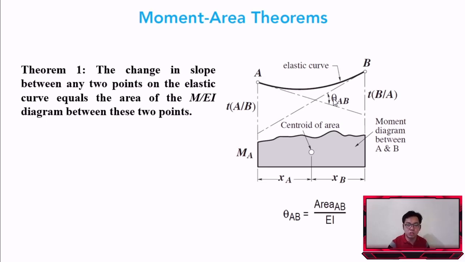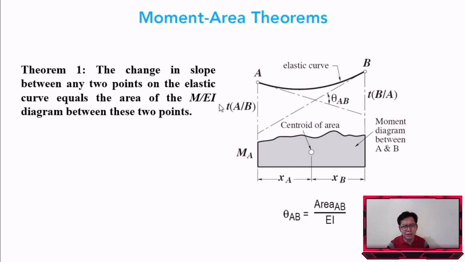This is actually the change in slope. So, ang value nito is simply equal to the area of the moment diagram. So, area of AB divided by EI. Ganun lang. Area from A to B. Now, to solve for the area, ikaw nang bahala dyan. Okay? So, yung area natin, for example, yung diagram mo is rectangular. So, base times height. Kung triangular, 1/2 base times height. Ganon. Okay? So, yan. Area lang.